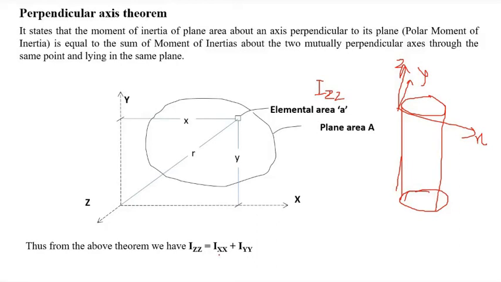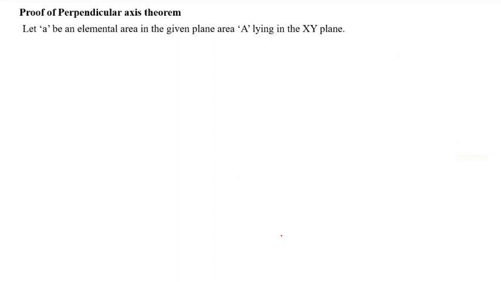This has to be proved. So Izz is equal to Ixx plus Iyy. This is only a theorem. A theorem is the one which should be proved, right? Then only it is accepted. Somebody can say something, but he has to prove it himself so that others can believe. So this is a theorem, we need to prove that. Izz is equal to Ixx plus Iyy. Now let us prove that. Proof for the perpendicular axis theorem.